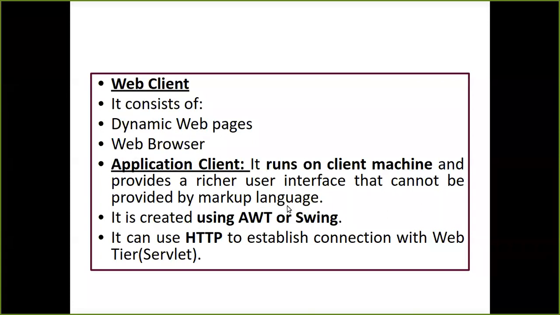If you remember, we have used something like this, AWT. Why have we used this, why have we created this? Because it helps me have a richer user interface, which I cannot create with this; I can create it using the AWT. Now I can also use HTTP to establish the connection between your client tier and your web tier. Because they are two different layers located in two different places, I can have a protocol which I can use between these two.